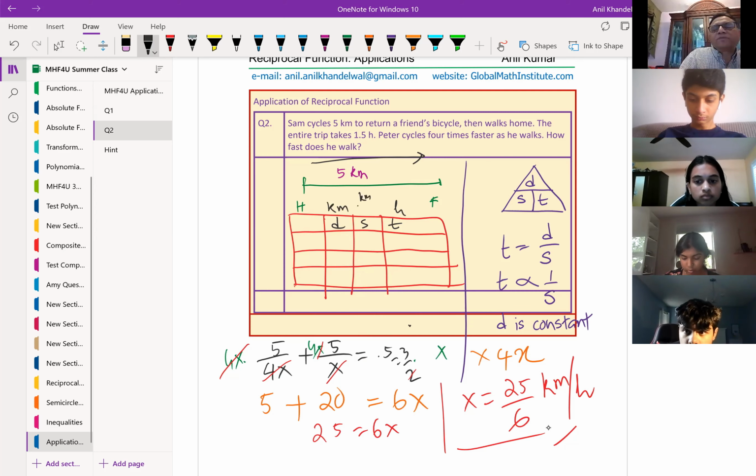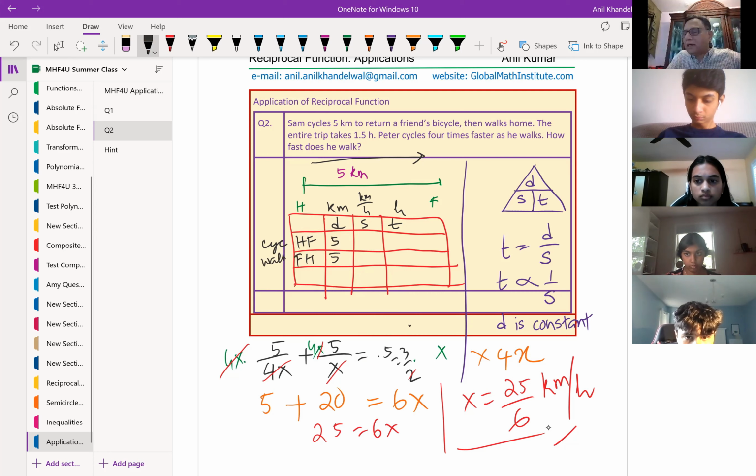Makes sense? Okay. So we are going from home to friend's house. That is the first thing. And that too by cycle, right? So this was cycle. And then returning from friend's house to home, walking, right? So let's say walk. So distance is fixed, 5 kilometers, no change in distance. You walk the same distance back.